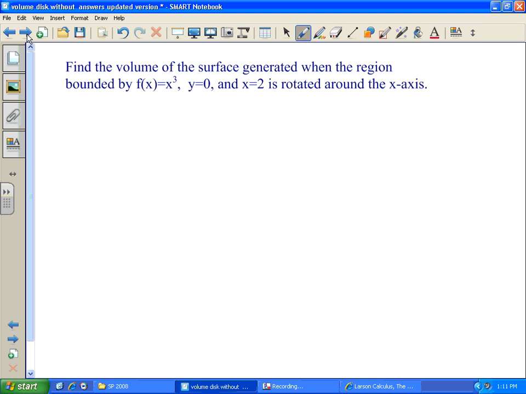Okay, for every question that we have in this chapter, let's begin with a clear graph. Clearly, let's pick our representative rectangle. Very, very important. But sometimes for the same question, I will say, rotate it around the x-axis, then rotate it around the y-axis. For such questions, I want you to do two separate graphs with two separate representative rectangles.